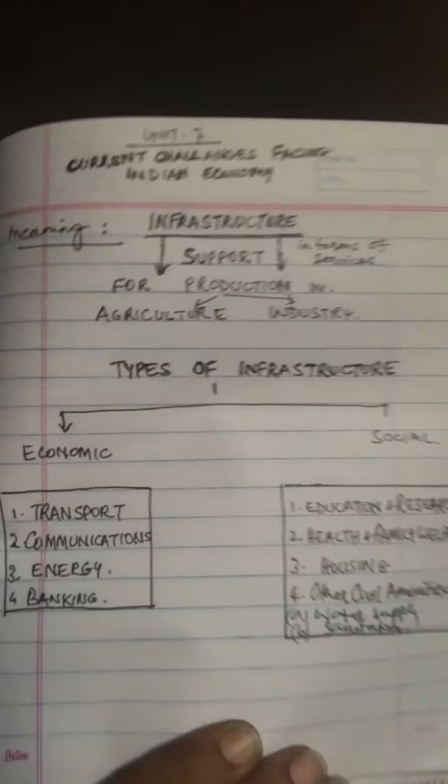One is economic infrastructure and the other is social infrastructure. So what is economic infrastructure? Economic infrastructure talks about what is known as transport, communication, banking, etc. And if you're talking about social, it is basically education and health and everything that is connected with it. So I want you to just have a quick look at it.